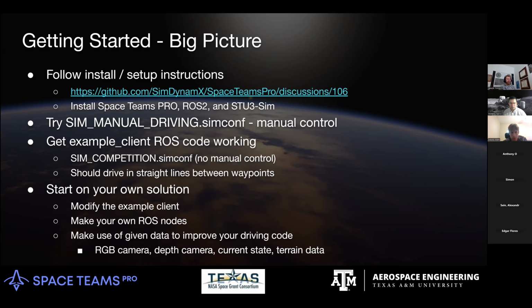And we also recommend that you make use of the given data to improve your driving code. The example client does not include anything that processes the images, but using our starter code and the info on the Space Teams ROS wiki, you should be able to get the RGB and depth camera streams, possibly pass those to ROS packages or other ROS nodes that process those and maybe bring them into 3D space to use for obstacle avoidance, or maybe you could also just do it image relative, where you see if there's something that's going to be in the path of your rover and navigate that way.